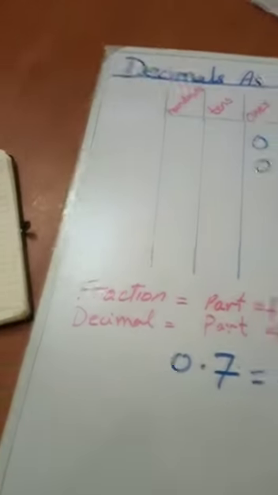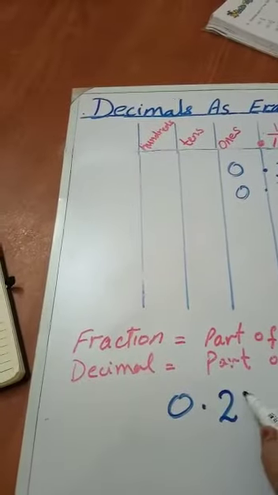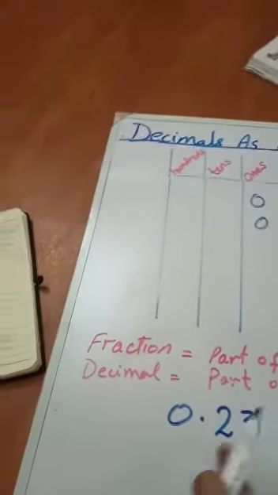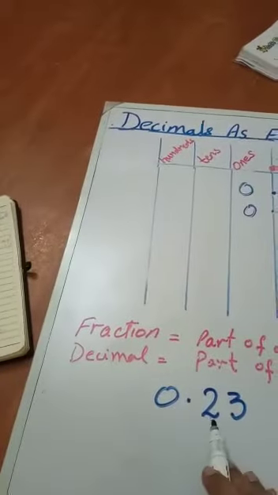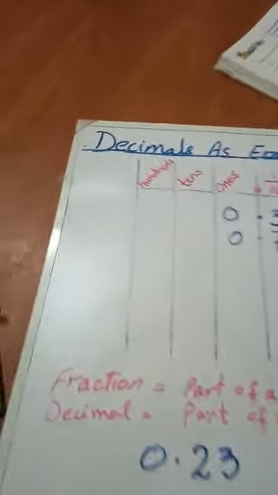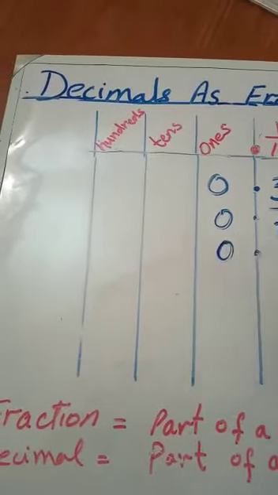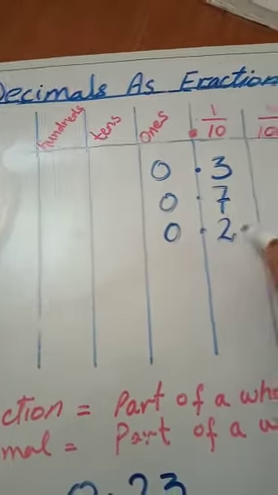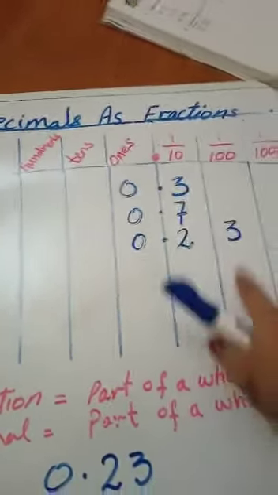Now I give you one more example. 0.23. Now you can see that there are two decimal places after the decimal. So it is 10th and it is 100th. So let's put it in the place value column. Decimal, 0, 2, 3. So 2 is 10th place and 3 is 100th place.